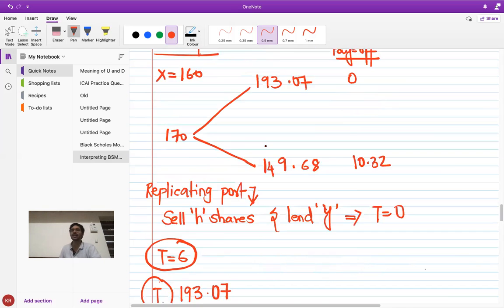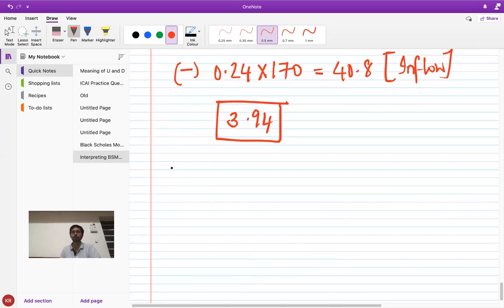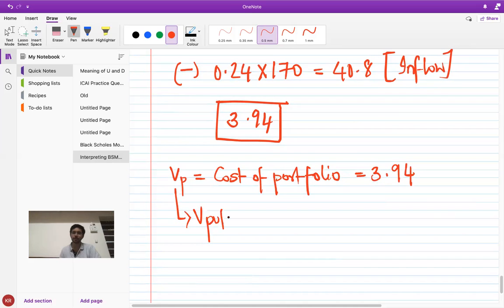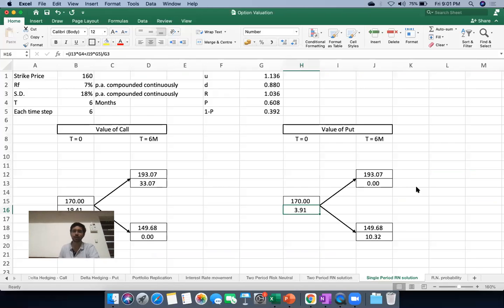Okay, so basically, ultimate conclusion is the value of the put option should be equal to cost of replicating portfolio, or the portfolio which consisted of shorting 0.24 shares and lending 44 rupees, which is equal to 3.94. Okay, this is the value of put option. VP over here does not mean value of portfolio, it means value of put option. Okay, the problem with denoting P as put option is you won't understand whether P refers to put or P refers to portfolio.